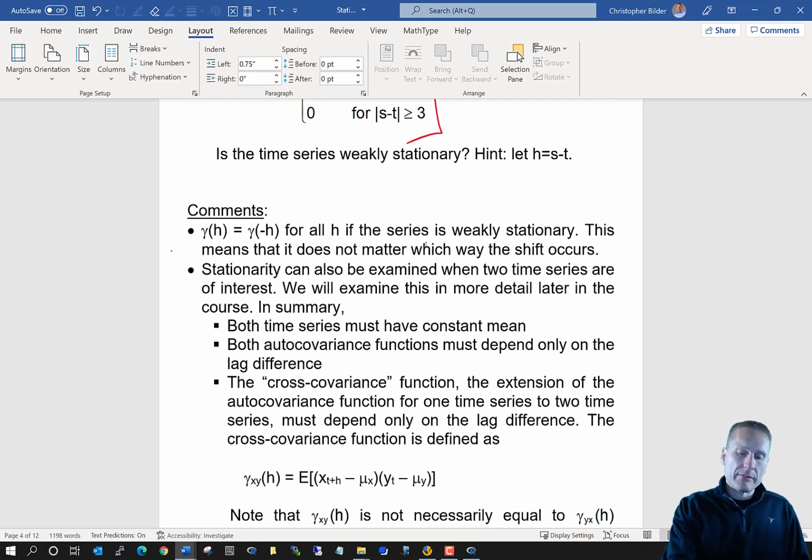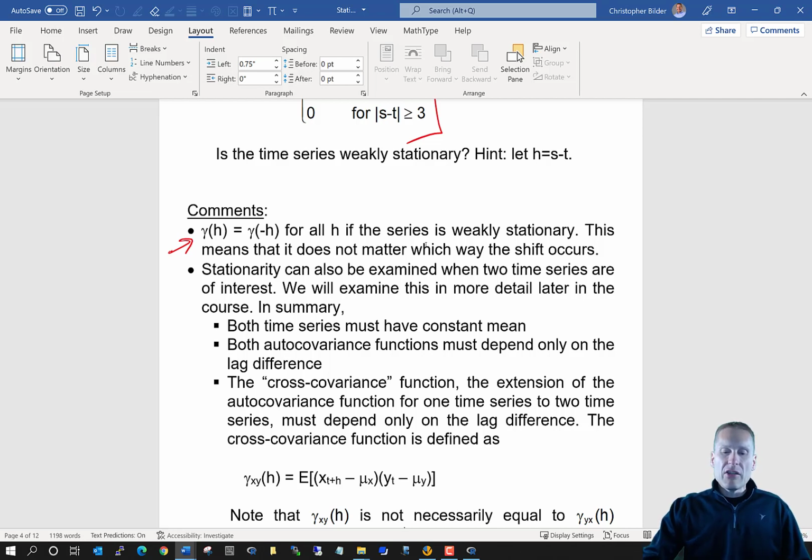So, some comments. Note that gamma of h is equal to gamma of negative h. For a weakly stationary time series, what that basically means is that it doesn't matter if the difference between the two time points of interest is, let's say, positive 2 or negative 2, the autocovariance is exactly the same.